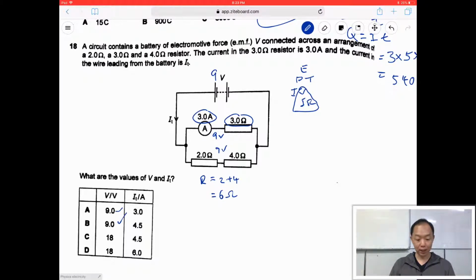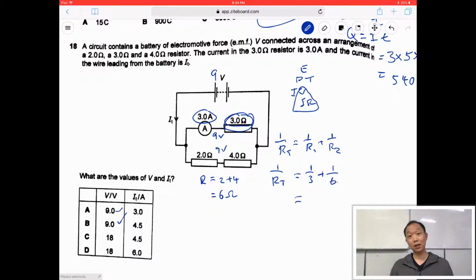Next, I need to find IT. So finding IT is a bit more troublesome because I need to find the total resistance. So how to find total resistance? Using the 6 formula, 1 over RT equals to 1 over R1 plus 1 over R2. So 1 over R1 is, this is 3 here. So 1 over 3 plus 1 over R2, 6. Okay, use calculator and then together.